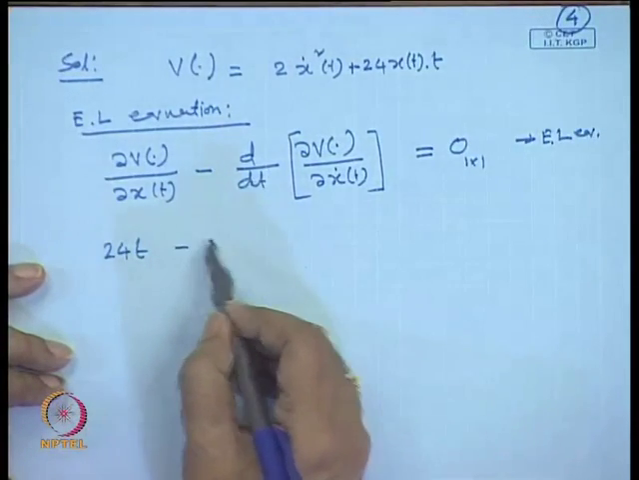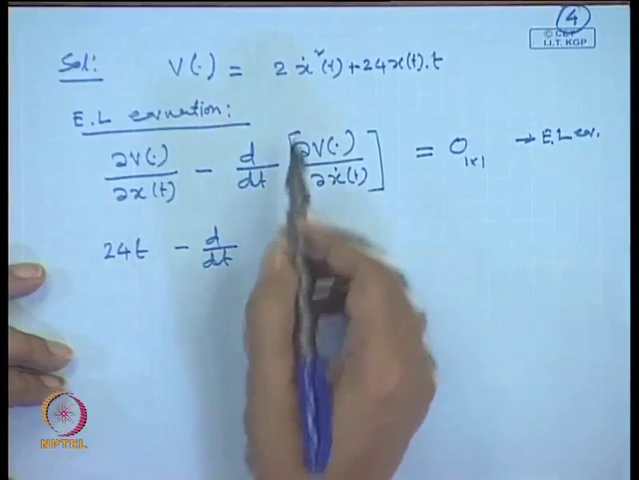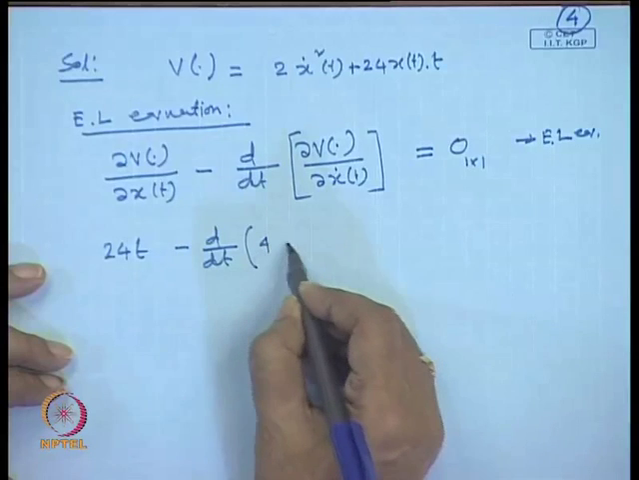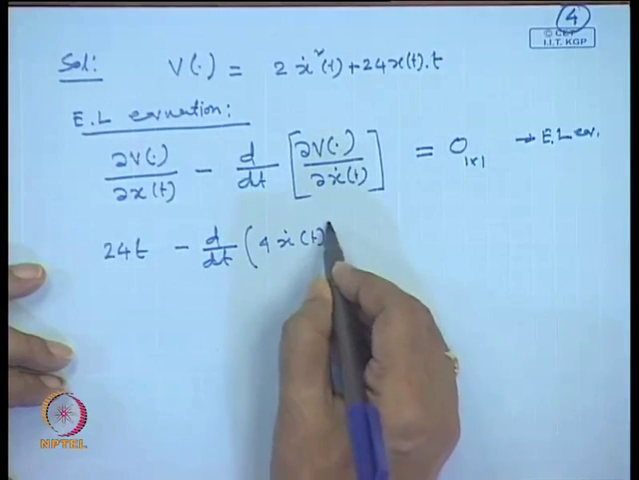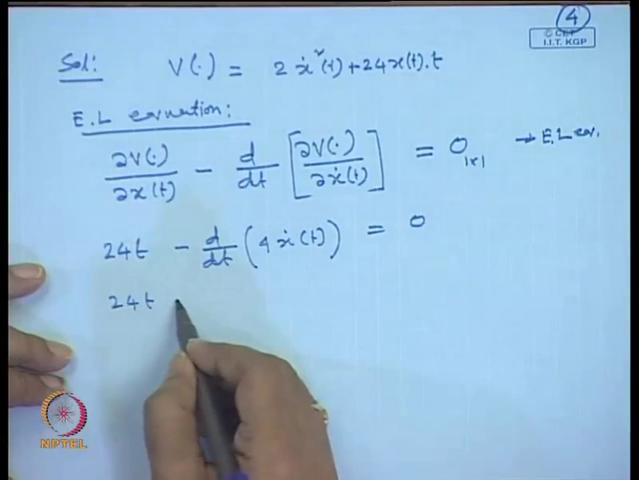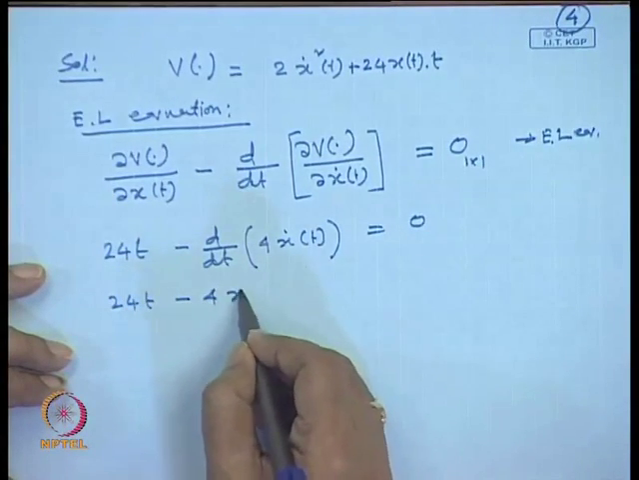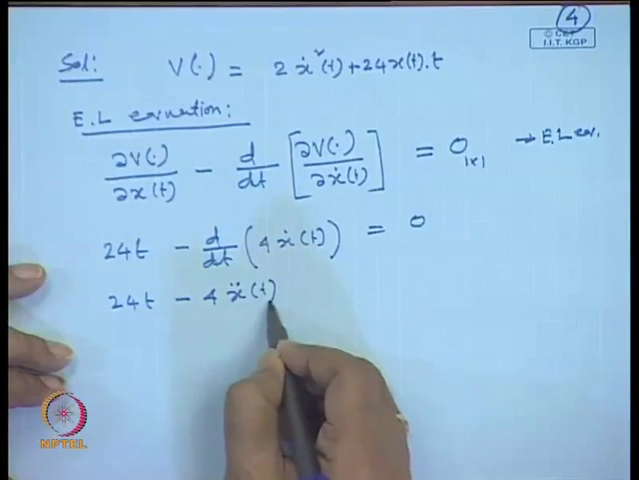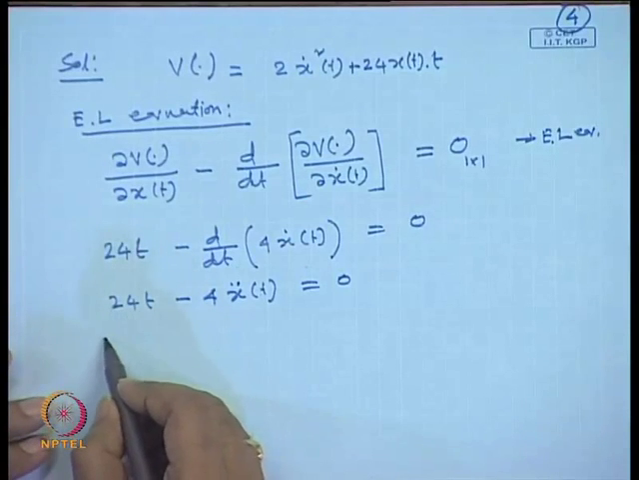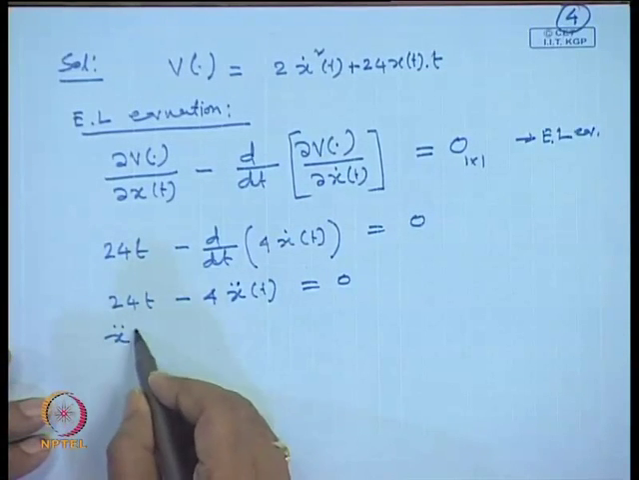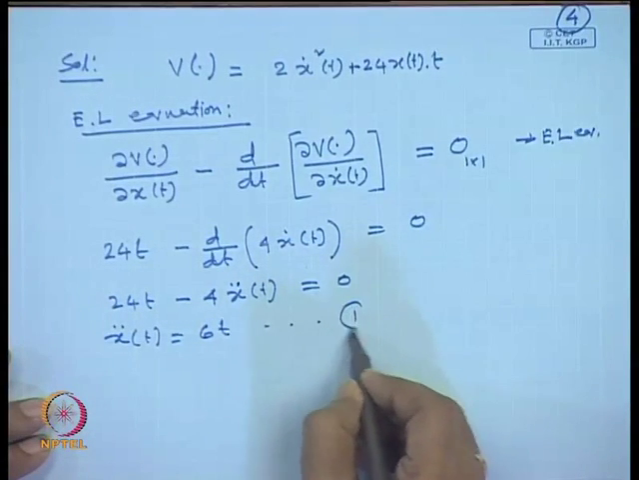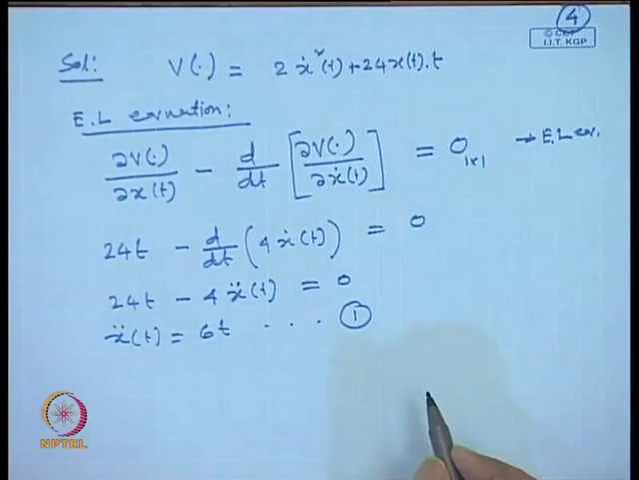Now the second part: we have to differentiate with respect to x dot. That will be 4 x dot of t. So 24 t minus 4 x double dot of t is equal to 0. Then x double dot of t is equal to 6 t, which is equation number 1. This is a simple differential equation.